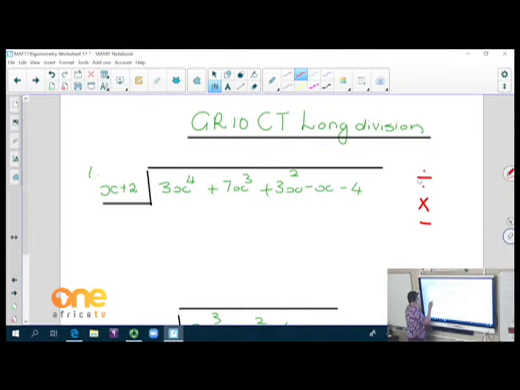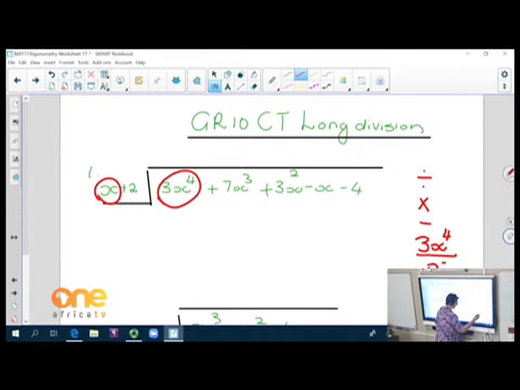So I'm reasoning, how many times will x divide into 3x to the power of 4? So what you actually do is you have 3x to the power of 4, and you divide it by x. Now, this means 3 divided by 1 is 3. So it's sign, number, letter. And what do I do with my indices? I subtract my indices. You divide your numbers and you subtract the indices, which is then x to the power of 3. So now I've done that step.